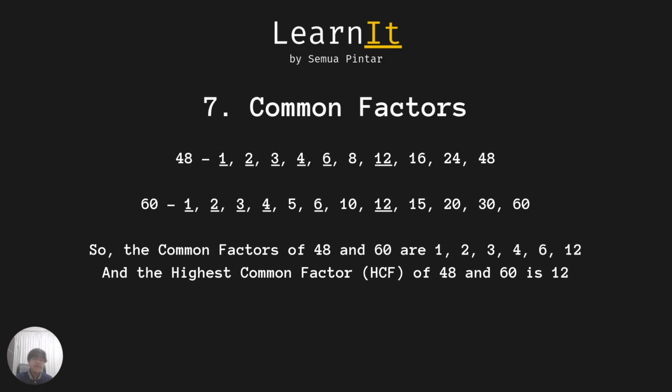Alright, so the first step to finding common factors is always to list down the factors of each number. In this case for 48, it is 1, 2, 3, 4, 6, 8, 12, 16, 24, 28. And for the case of 60, it is 1, 2, 3, 4, 5, 6, 10, 12, 15, 20, 30, 60. And the next step is to list down the factors that are the same for both numbers, which in this case is 1, 2, 3, 4, 6, and 12. And the highest common factor is simply the highest number from the set of common factors, which is 12 in this case.